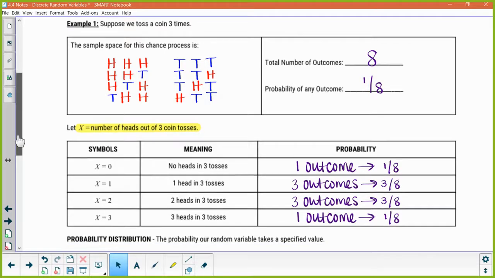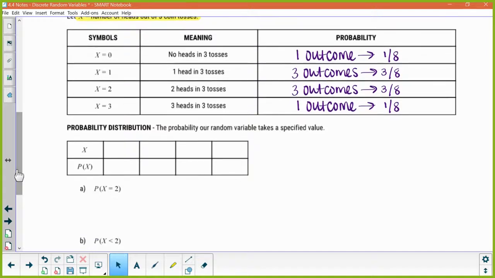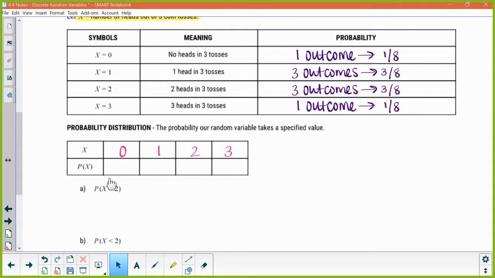So now what I'll do is I'll organize this into a table, and we call this table the probability distribution. So in the top, we call it X, and we're going to put in all of our possible outcomes. So 0, 1, 2, and 3. And in the next row, generally it is a row like table, I'm going to put in all my probabilities of X. 1/8, 3/8, 3/8, 1/8.